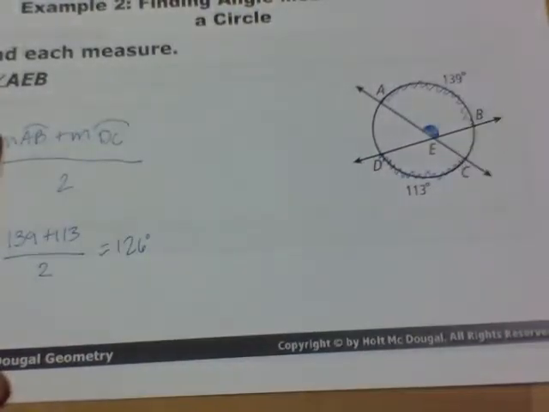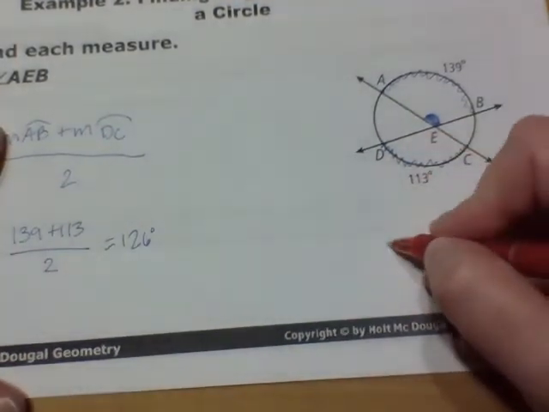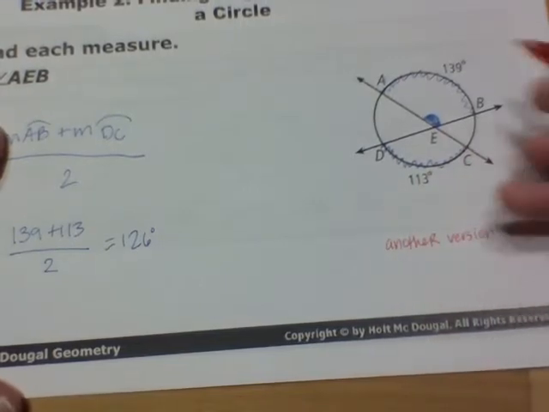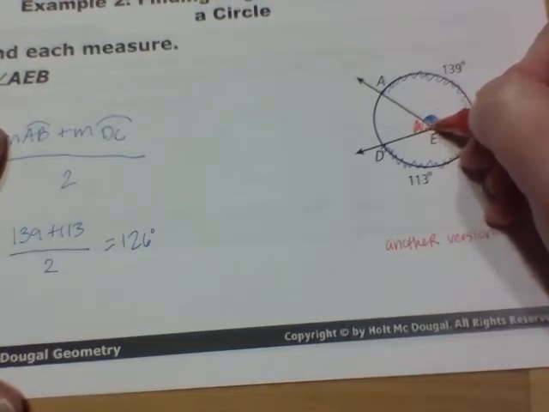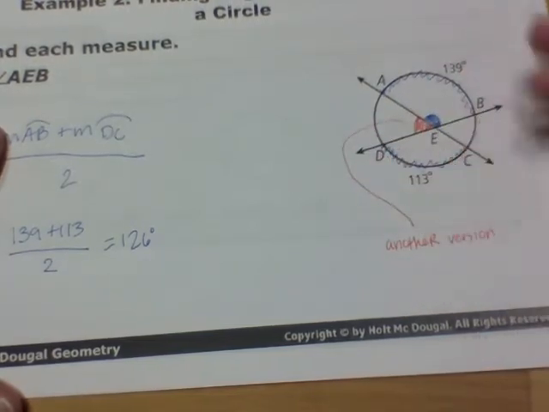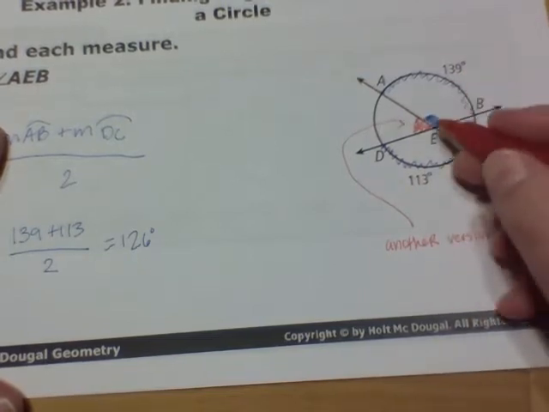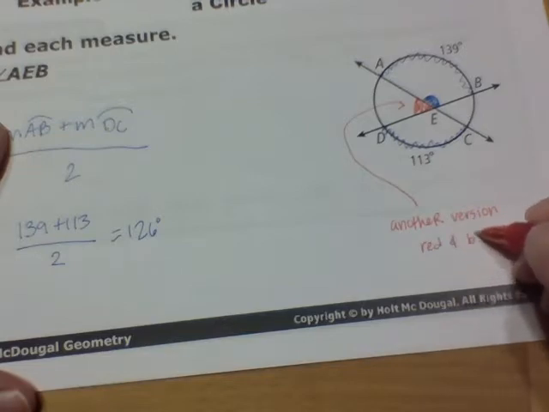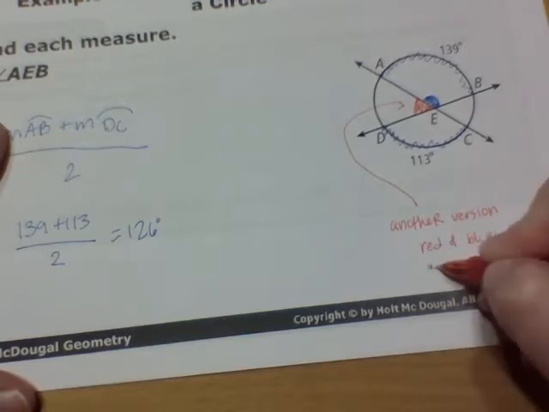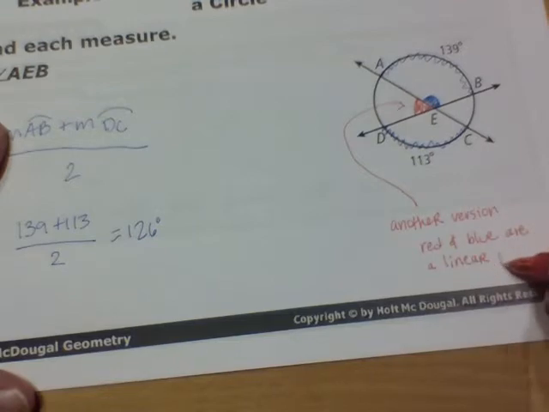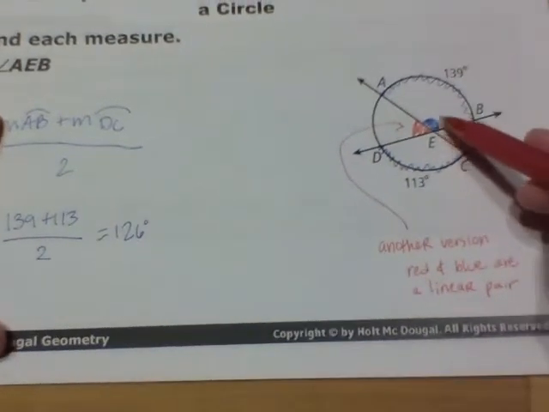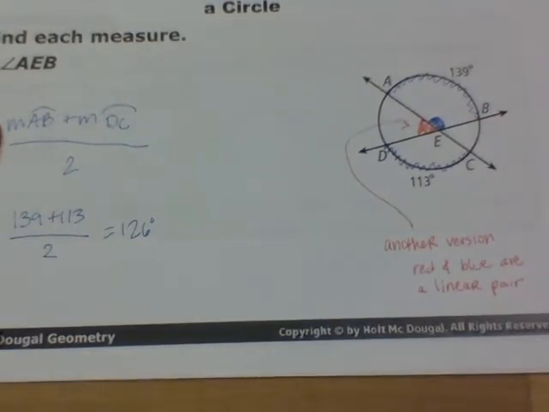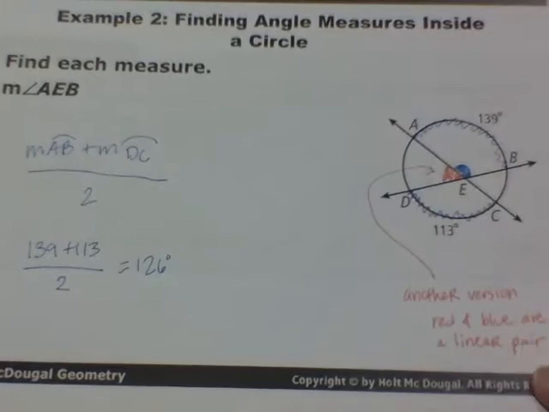That's this angle measure. Sometimes another version of this problem is to get this angle measure. All right, and so in that case, you would just find the blue angle, but then the red and the blue are a linear pair. So if we know that the blue is 126, subtract that from 180, and we'll get our red one. So that happens a lot as well.